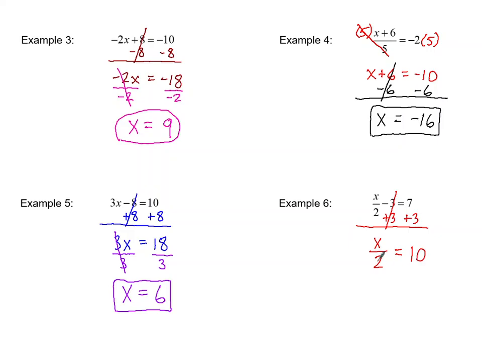Now I'm going to undo this fraction. Since I see division of 2, I'm going to put multiplication of 2. I do that with a 2 in parentheses on each side. I'm going to cancel out my 2's, and I have x by itself, and then my equal sign. 10 times 2 is 20, and I'm finished. Today we looked at one-step equations and two-step equations.